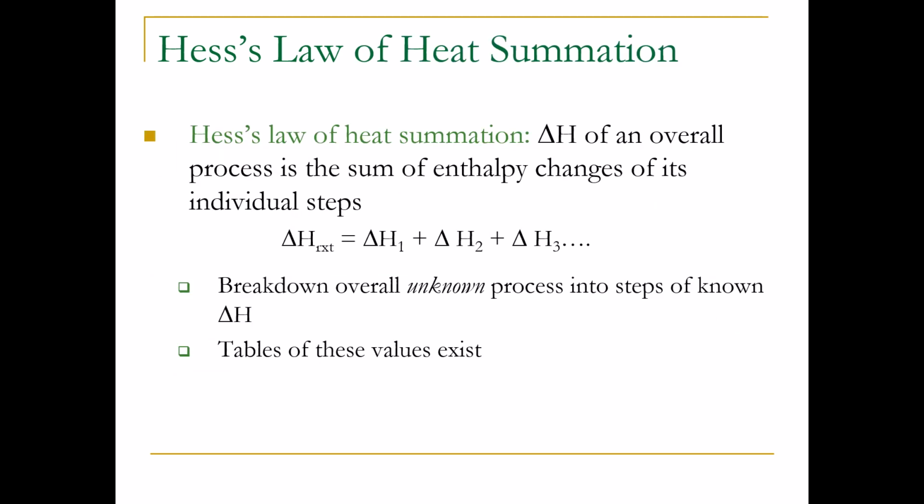Alright, here's our mathematical way of saying the same idea. Hess's law of heat summation. The delta H for the reaction is equal to the sum of all the delta H values for every step along the process. So we can break one overall reaction down into multiple steps when we know the delta H for each of those steps in order to find the overall delta H. Many delta H values for common and well-known reactions already exist, and we can look these up on tables. So we don't actually have to do the experiment to find what they are.